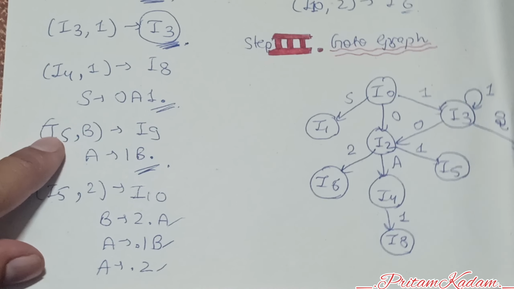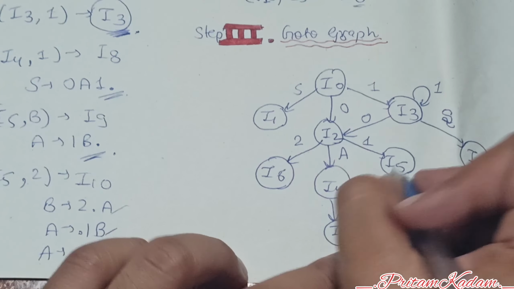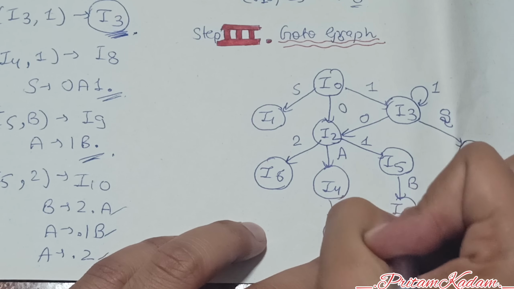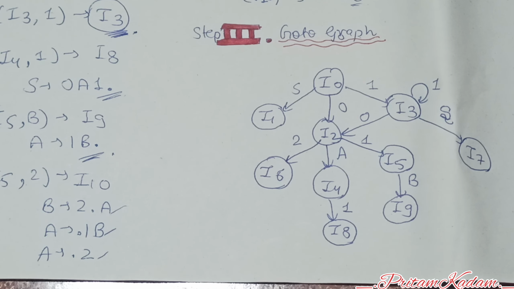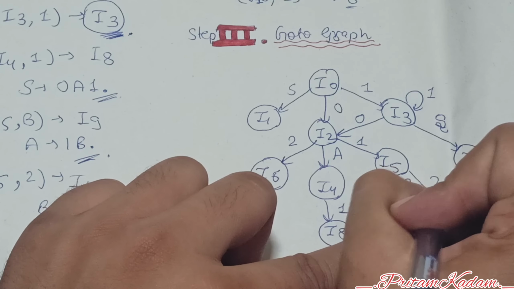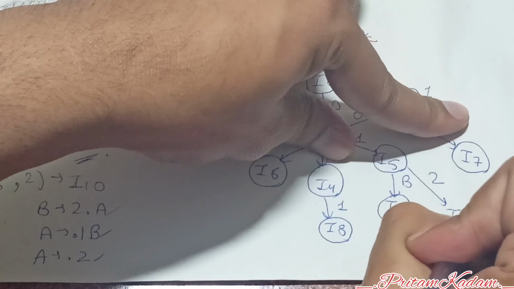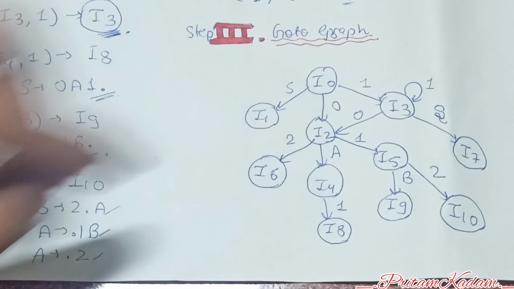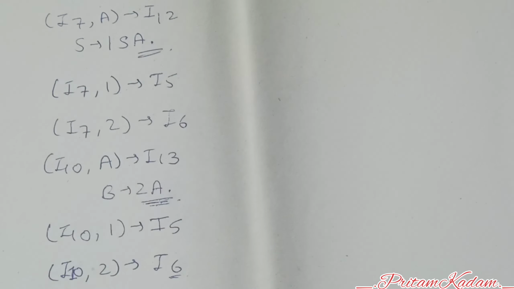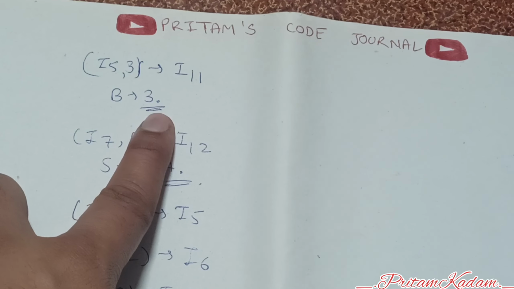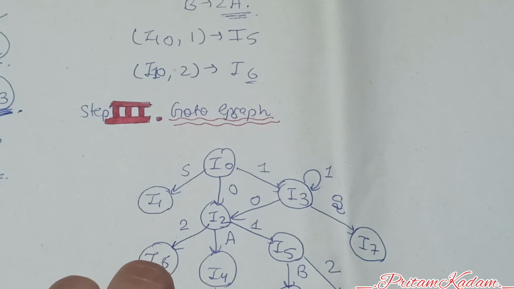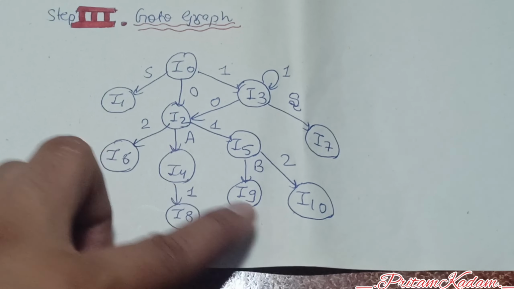Now on passing B in the I5 state, we got the I9 state. So an arrow, then B above it, and I9 as the resultant state. Now on passing 2 in I5, we got the I10 state. So we'll write 2 above the arrow and then I10 as the resultant. Now the next part: on passing 3 in I5, we got I11. So 3, and we got I11 over here.